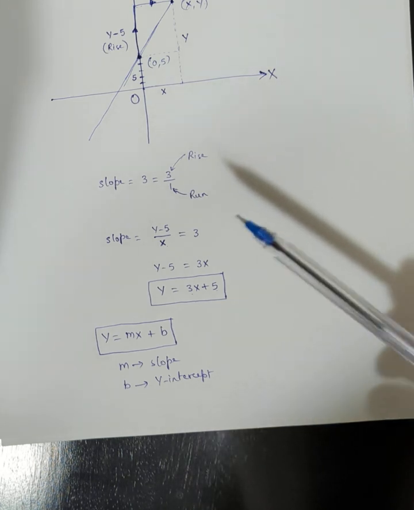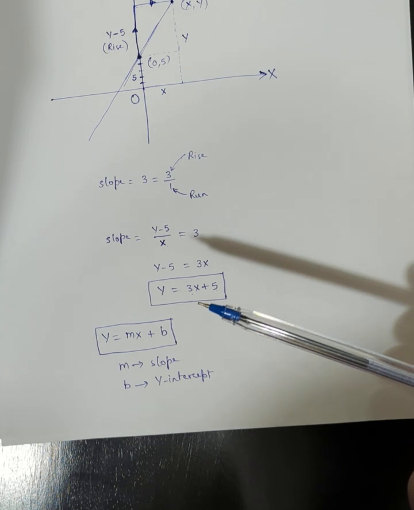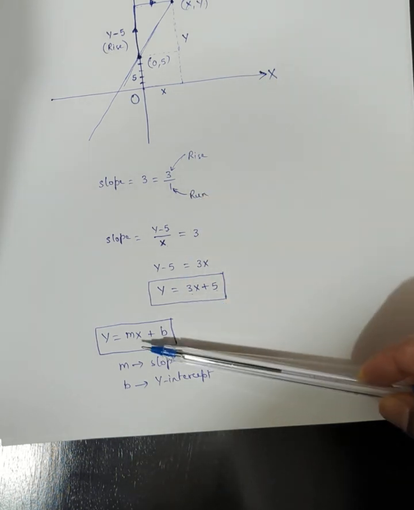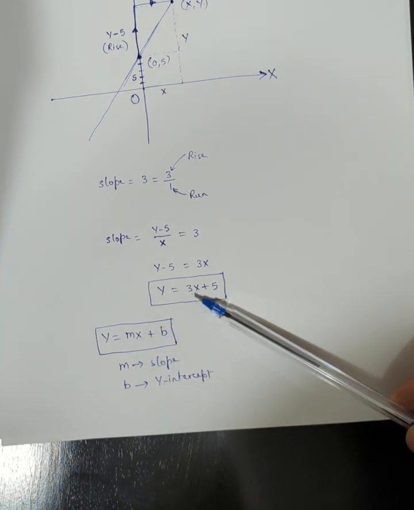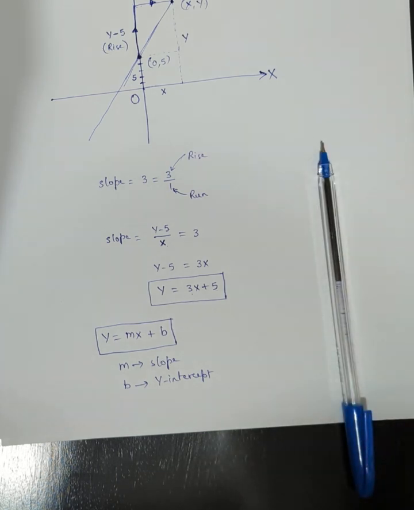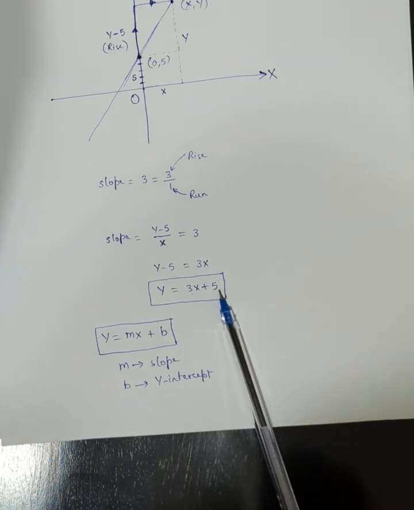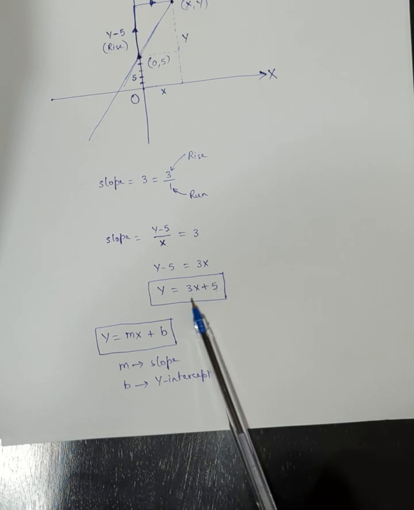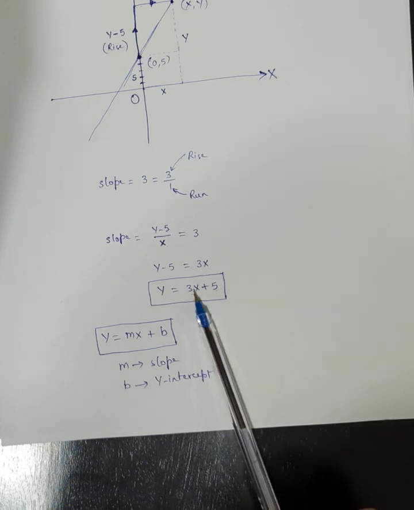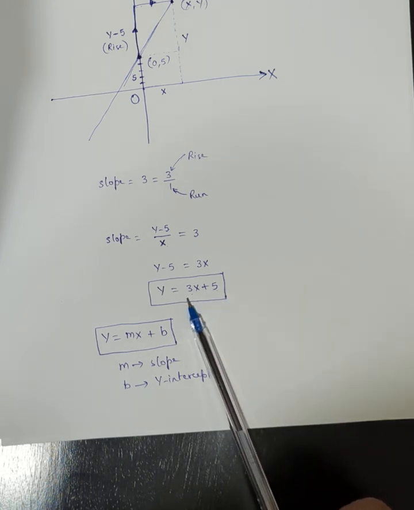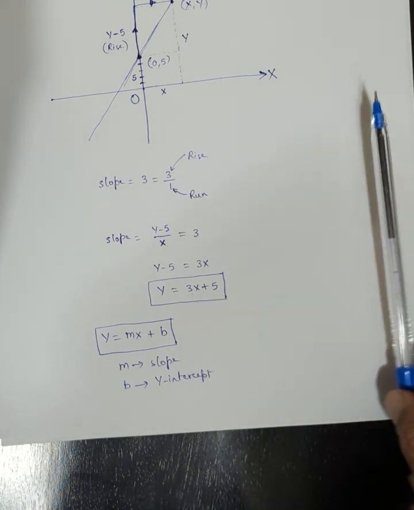So that's it for the slope-intercept form. And this form specifies the slope and the y-intercept. So slope is the number that comes before x, and the y-intercept is the number by itself. The slope-intercept form has the slope and y-intercept. Slope is the coefficient of x, and y-intercept is the constant term.